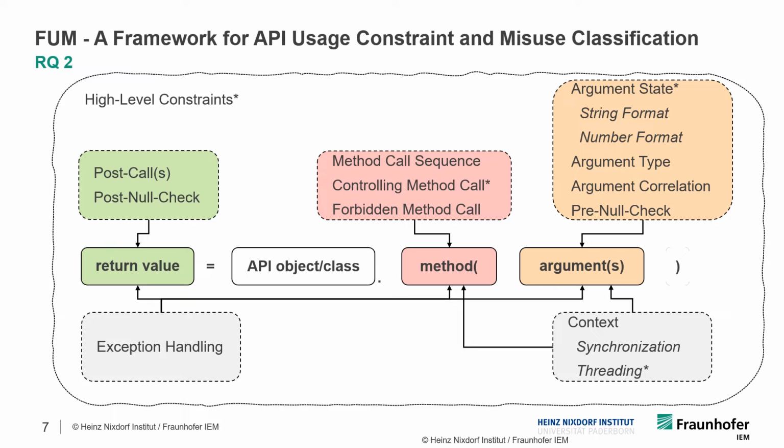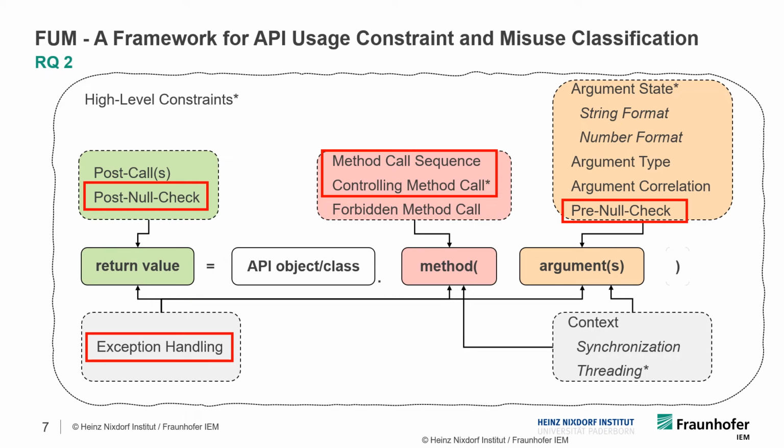A method call consists of the return value, the API object or class on which a method is called upon, and the argument or arguments that are passed in the method call. I will now only discuss some API usage constraint types, or FUM types, due to time.